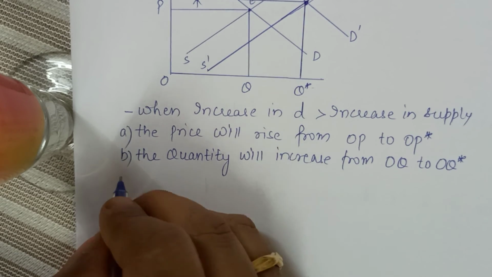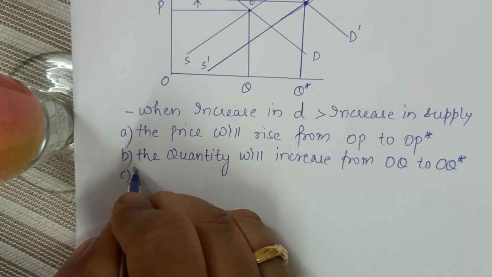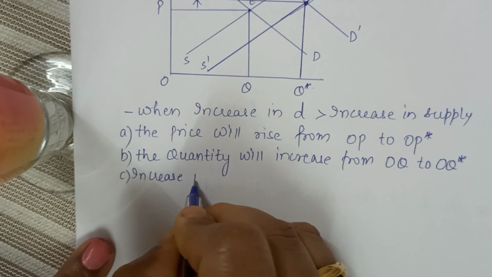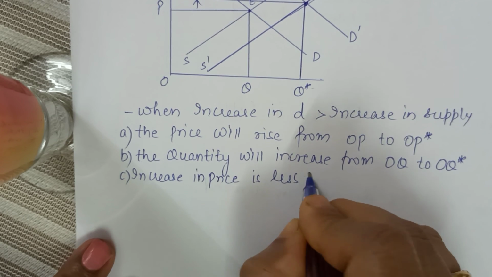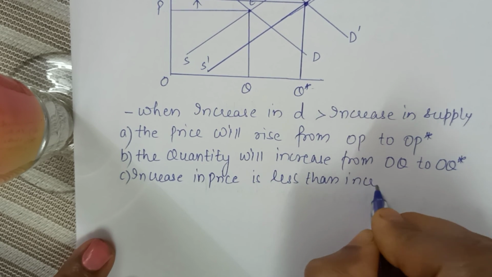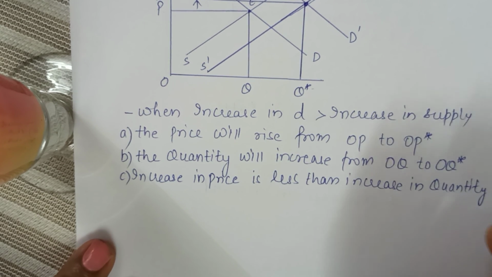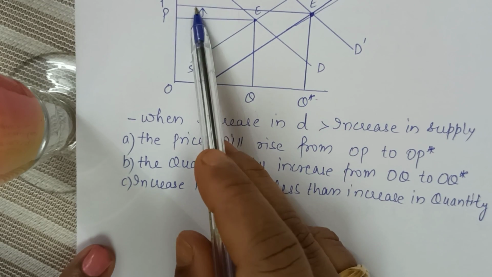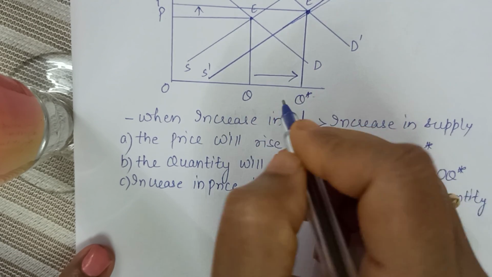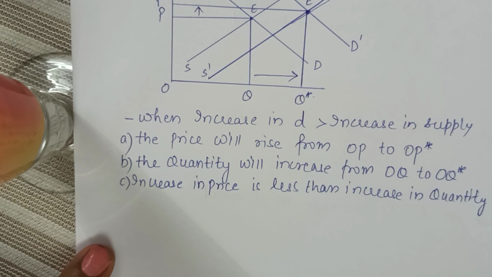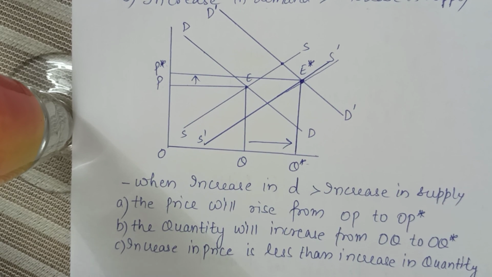Then the next observation which we got is increase in price is less than increase in quantity. That is easily observed here. Price is increasing but not in that much proportion in which the quantity increased. So here we have drawn the figure and it is clear to us.